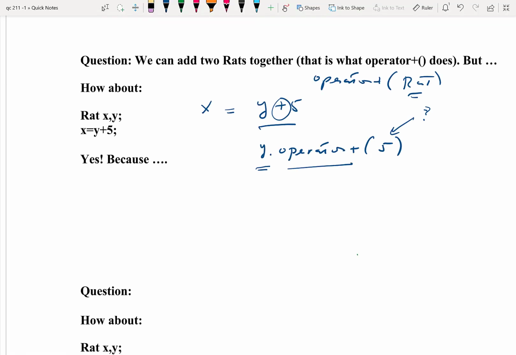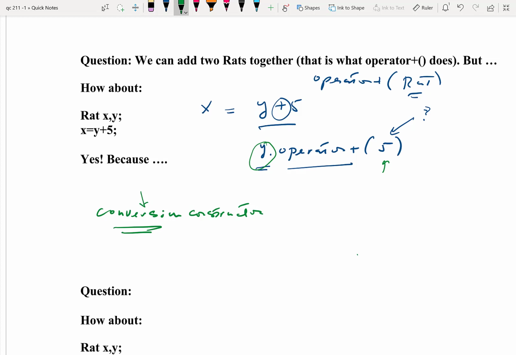So the compiler is going to say, look, I know this is a rat, and I know this is supposed to be a rat, but it's not. It's an integer, and I don't know how to add a rat and an integer. But then it says, well, let me go check to see if there is a conversion constructor. And we spoke about that. And why is it called a conversion constructor? It converts an object of a different type into the class that you have.